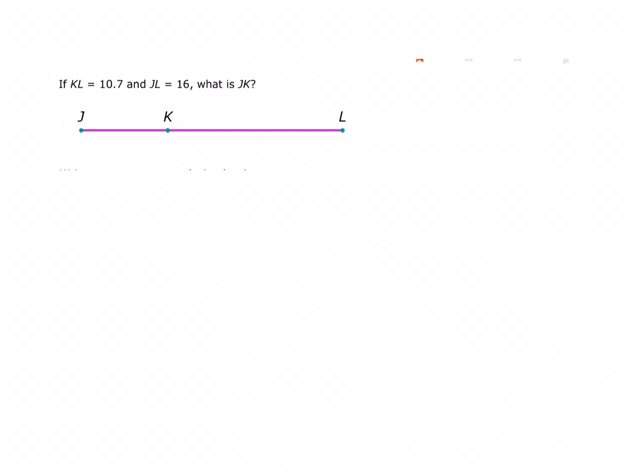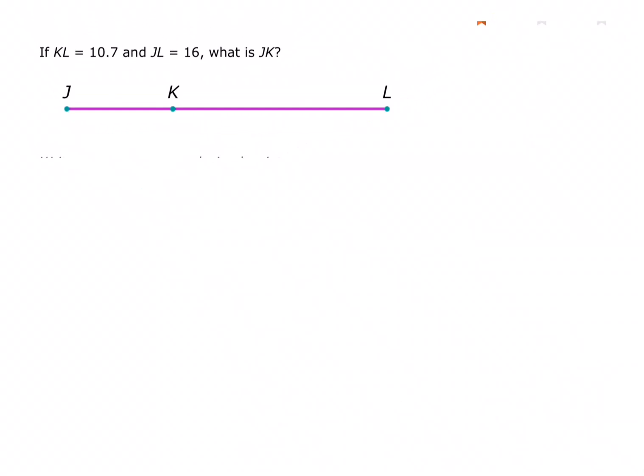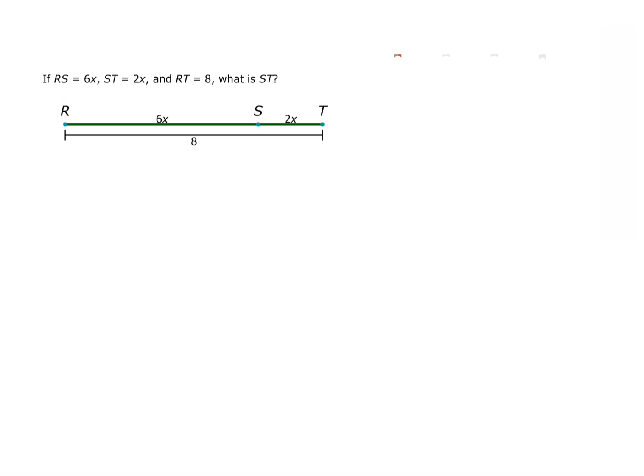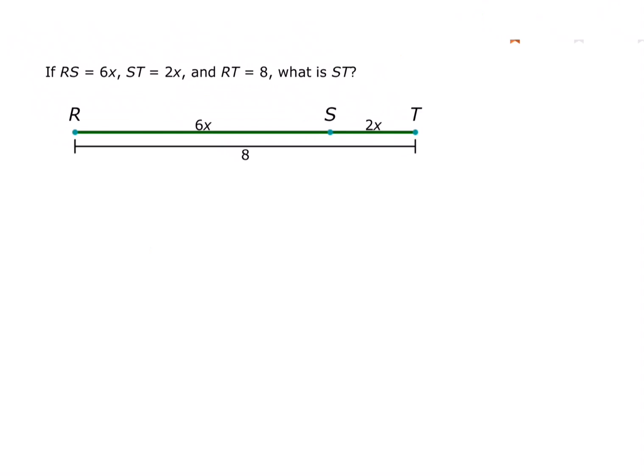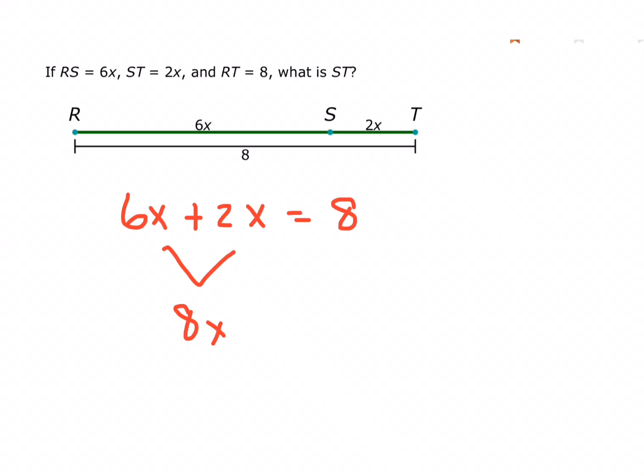Okay, another example here. This one's a little too easy. Here we go. Back to algebra. Again, remember that this 6x plus 2x has to give us what the whole thing is. This plus this equals the whole thing. So here we go. I'm going to say 6x plus 2x equals 8. Combine my like terms, this becomes 8x is equal to 8. Divided by 8, divided by 8, x is equal to 1.